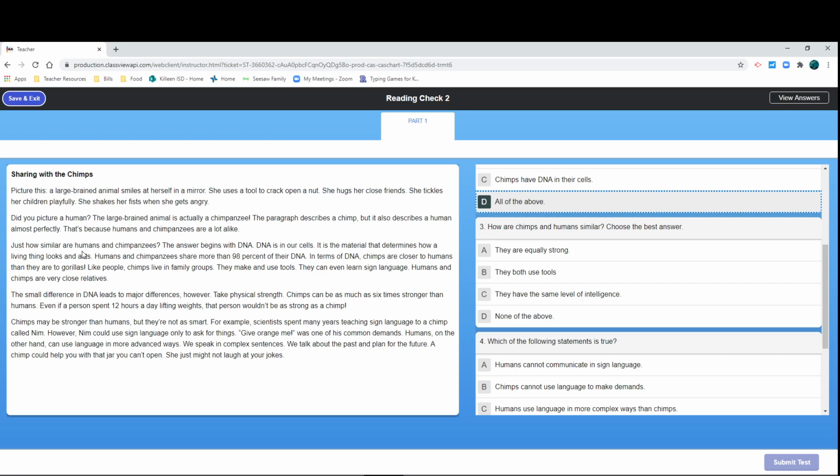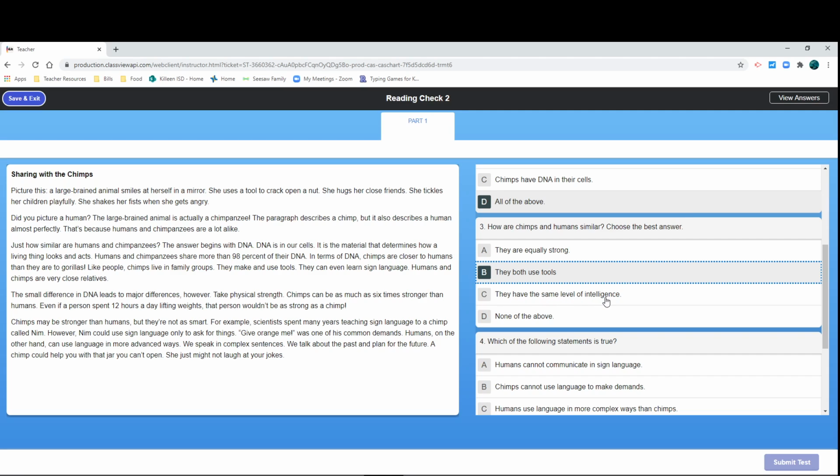It talks about how we share DNA. Like people, chimps live in family groups. They make and use tools. They even learn sign language. Humans and chimps are very close relatives. So of these similarities, which ones are over here? Well, they have that they are equally strong. That's not mentioned over here. They both use tools. That is mentioned over here. It says they make and use tools. So I'm going to select that one to kind of have a place for it.